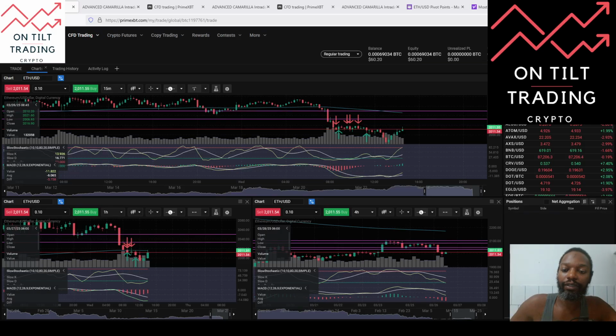These purple lines that you're seeing here are Camarilla pivot points. This is Camarilla pivot S3. This is Camarilla pivot S4. This blue line that you see here is the 200 exponential moving average.